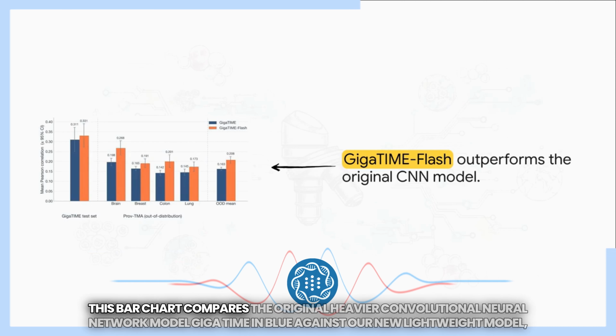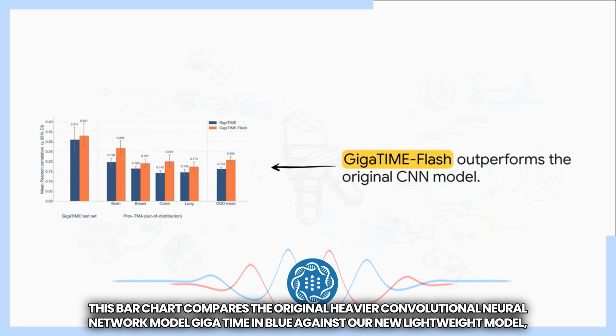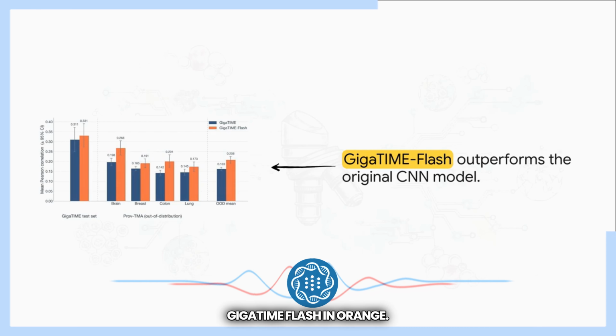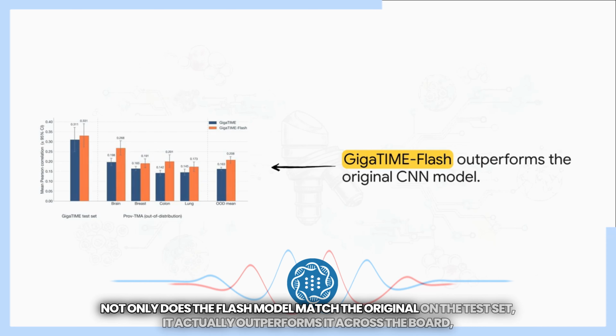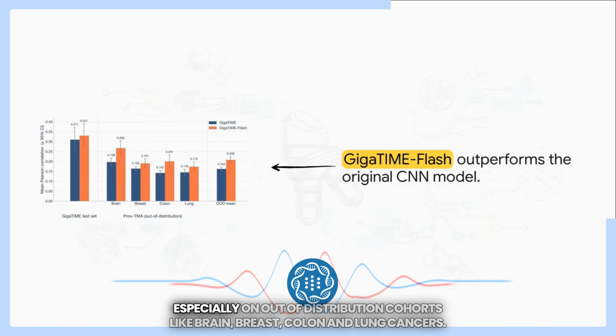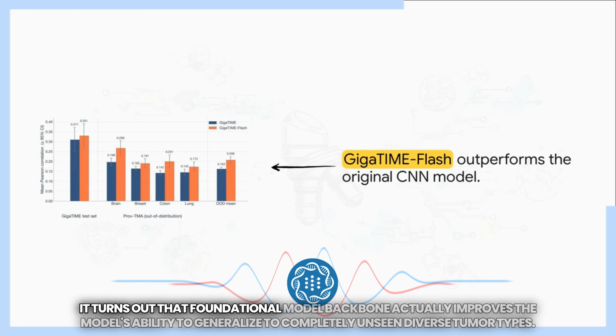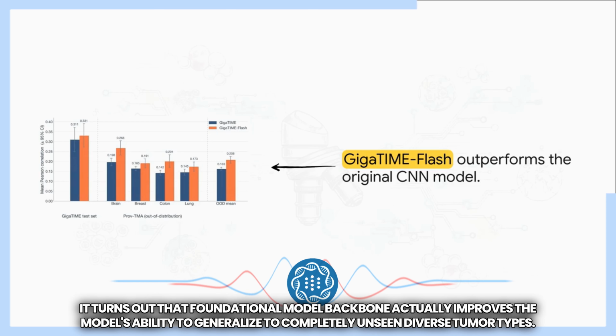This bar chart compares the original, heavier convolutional neural network model, GigaTIME, in blue, against our new lightweight model, GigaTIME-Flash, in orange. Not only does the Flash model match the original on the test set, it actually outperforms it across the board, especially on out-of-distribution cohorts like brain, breast, colon, and lung cancers. It turns out that foundational model backbone actually improves the model's ability to generalize to completely unseen, diverse tumor types.